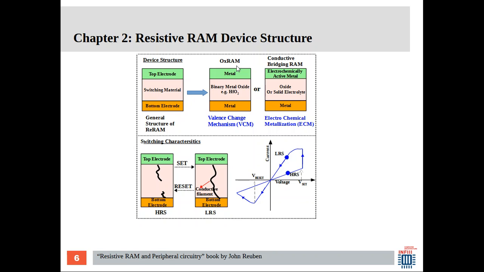One is the oxide RAM, and another is the conductive bridge RAM. These two are different in structure in terms of the switching material being either metal oxide or solid electrolyte, and the switching mechanism. I talk about it not in detail. The difference is that this switches by valence change mechanism and this switches by electrochemical metallization. And so really the switching between the high resistive state to the low resistive state and back is because of the formation and the rupture of this conductive filament.